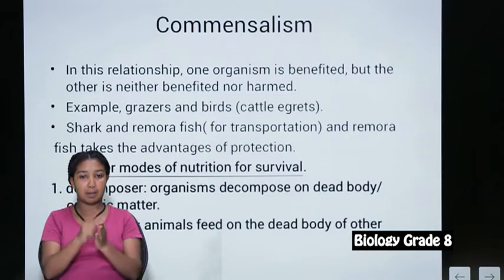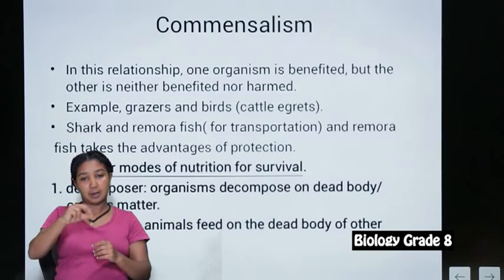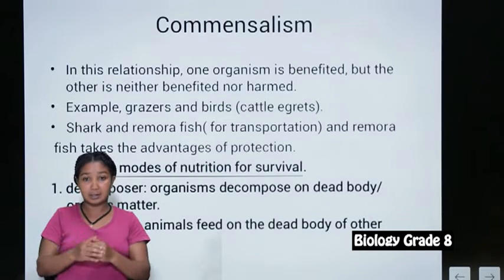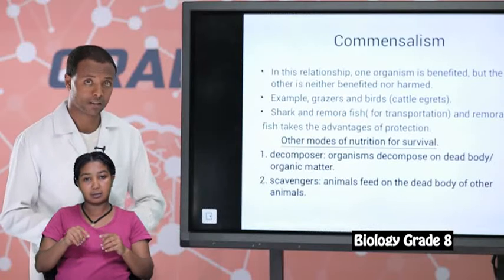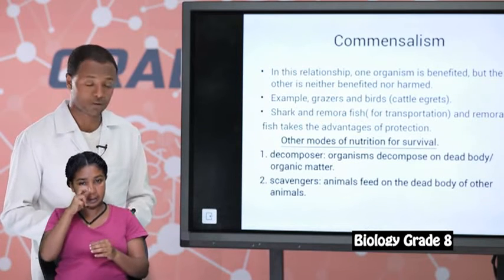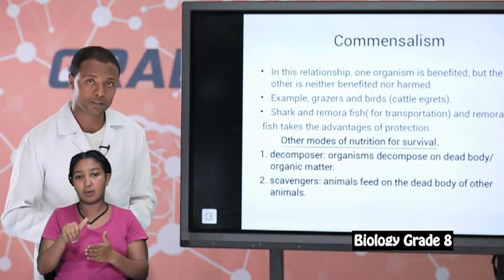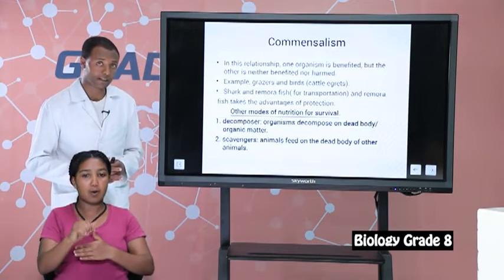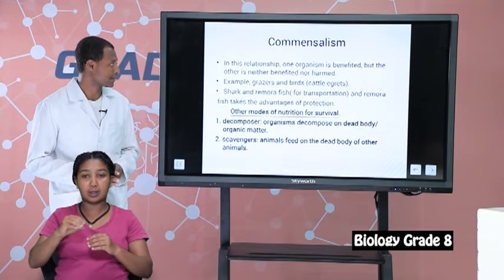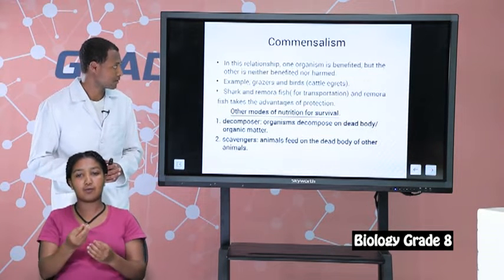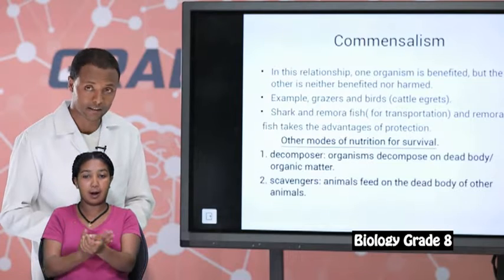For example, when grazer animals graze the grass, they stir up different types of insects which are usable as food for the birds. So such birds, or cattle egrets, follow the steps of cattle during grazing. So they get food from the grass while the animals graze the grass.